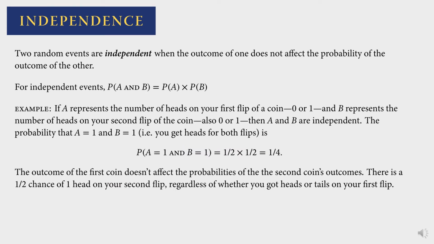Now, I'm going to have A and B count the number of heads. Let A be the number of heads on the first flip, let B be the number of heads on the second flip. So A can equal 0 or 1, and B can equal 0 or 1. If we look at it this way, we get the same result. The probability of 2 heads is the probability that A equals 1 and B equals 1. And that's 1/2 times 1/2 equals 1/4, just as we got before.